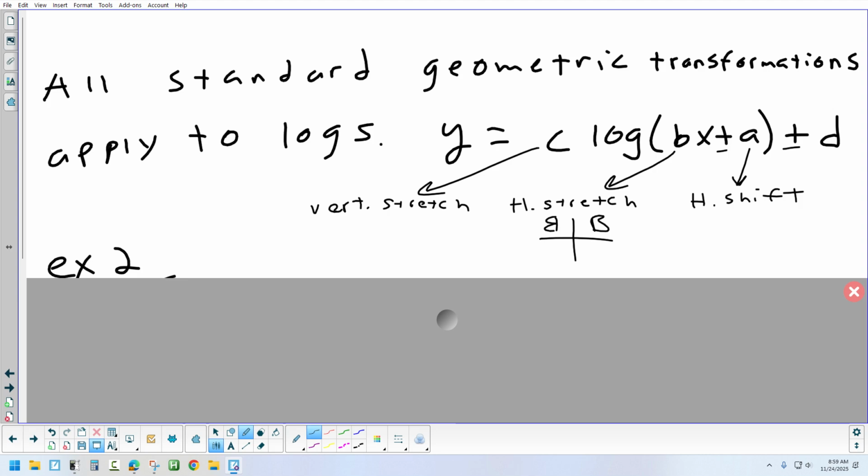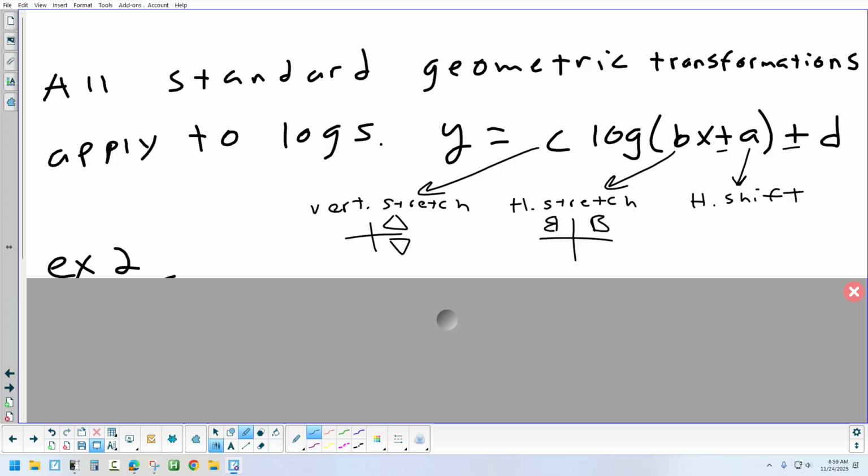Now, what if C is negative? What does that cause the graph to do? Yep. Reflection over the x-axis. That's a reflection over the x-axis. So that's a vertical reflection. Think of it like that. It flips up to down.